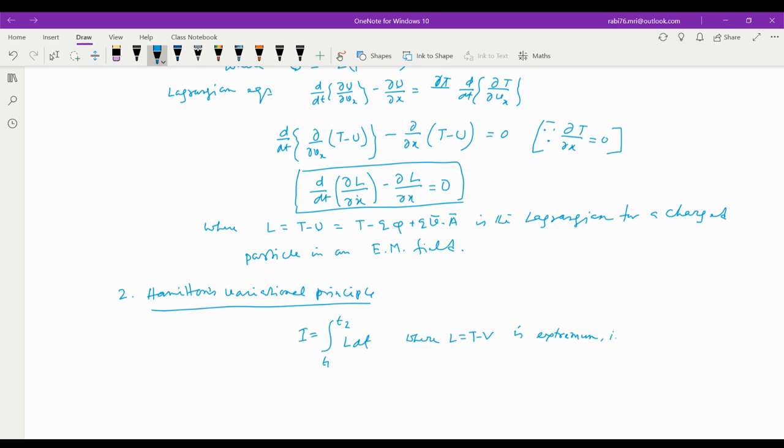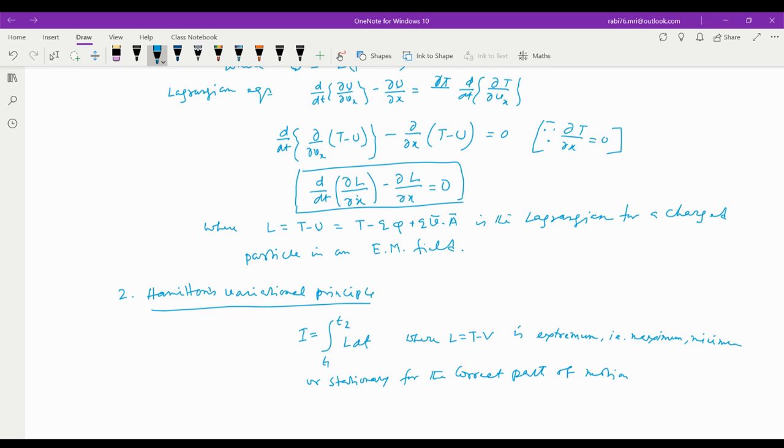That is, maximum, minimum, or stationary for the correct path of motion.